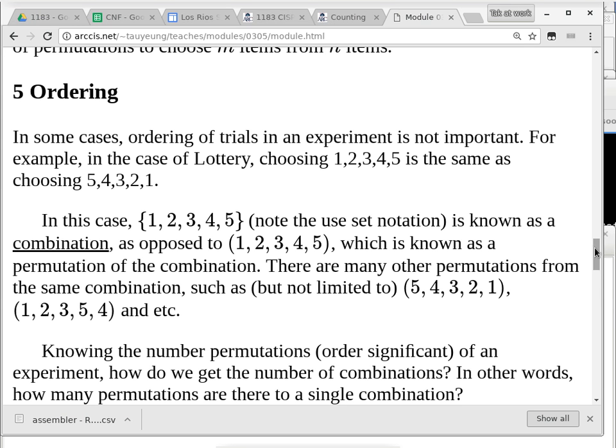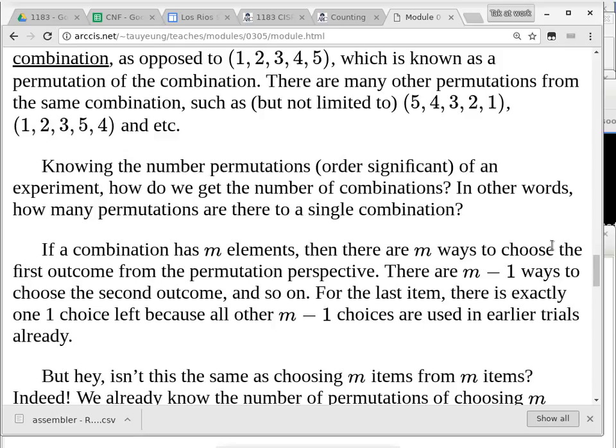So now the question is, if we know the number of permutations where the ordering is important, how do we get to the number of combinations? We figured this one out on Monday as well. Remember how we first generate permutations and then we divide by the number of permutations per combination, then we get the number of combinations. So that's why we work out the math down here.